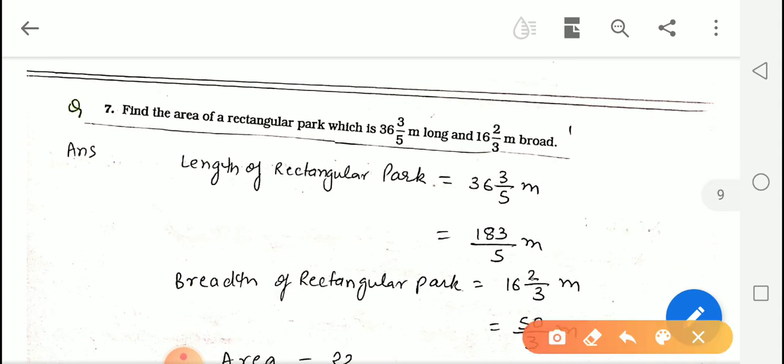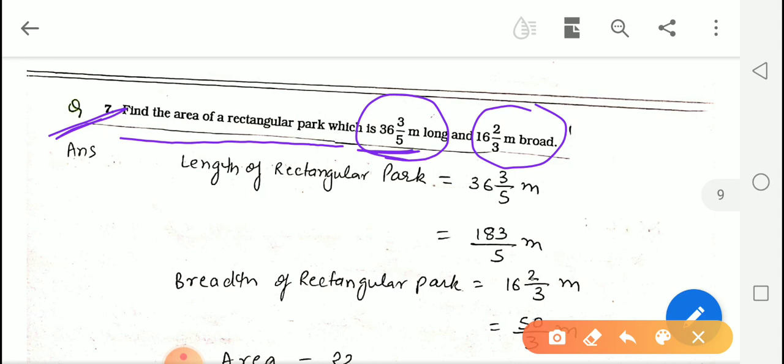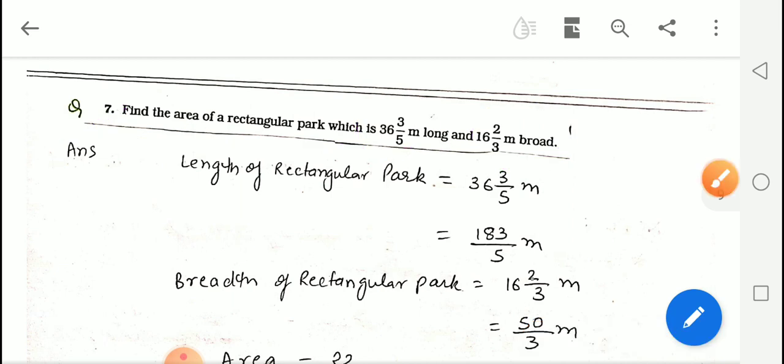Now the next question is question number 7. Here we have to find the area of a rectangular park whose length and breadth are given. This much meter long and this much meter broad, meaning this is the length and this is the breadth. So we have to find out the area. Beta, we know the formula of area of a rectangle as length into breadth, and we will use that formula in this question. So let us start.